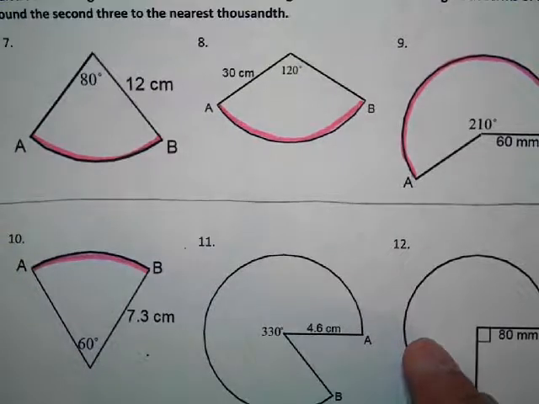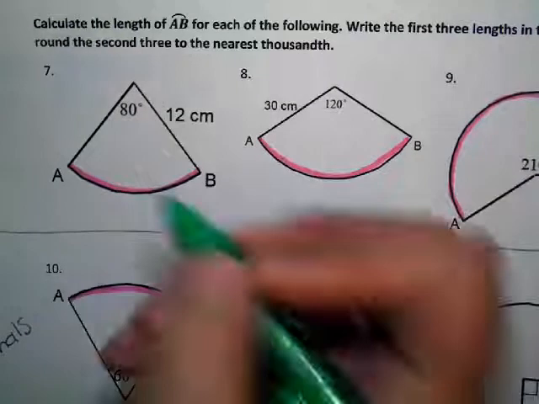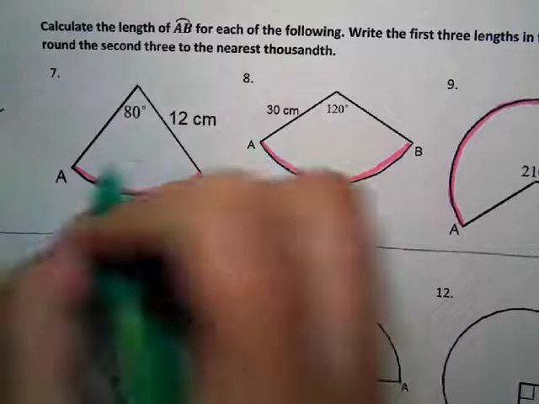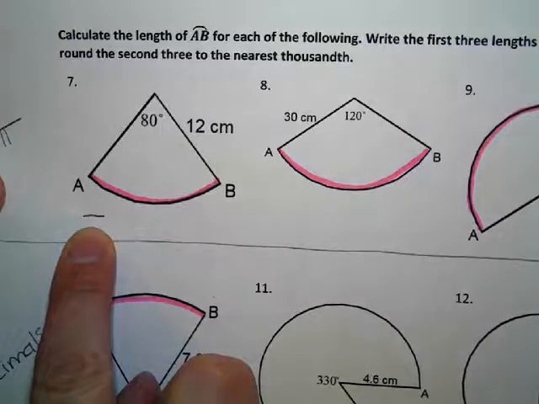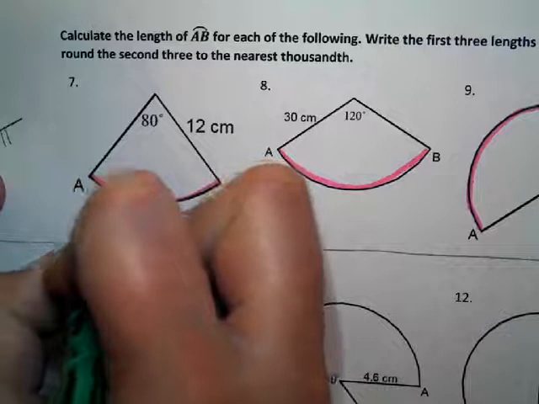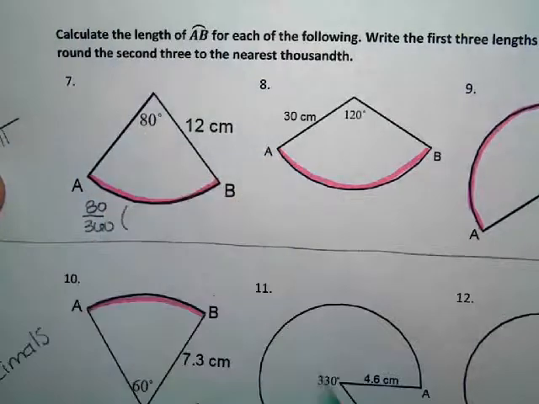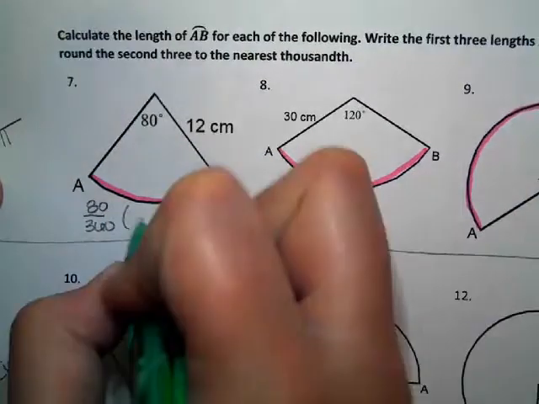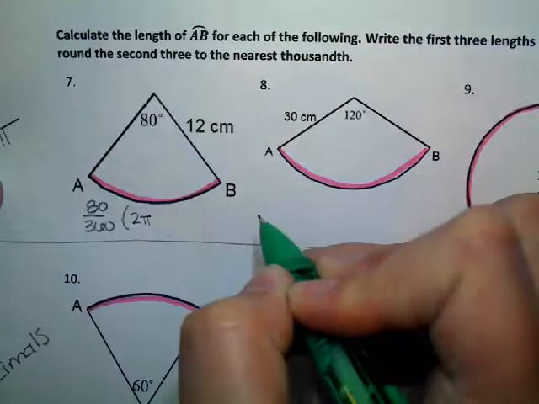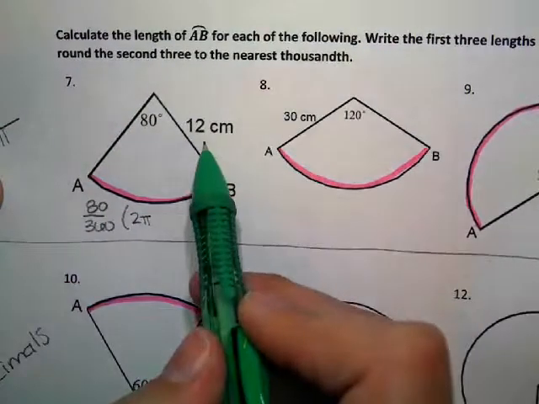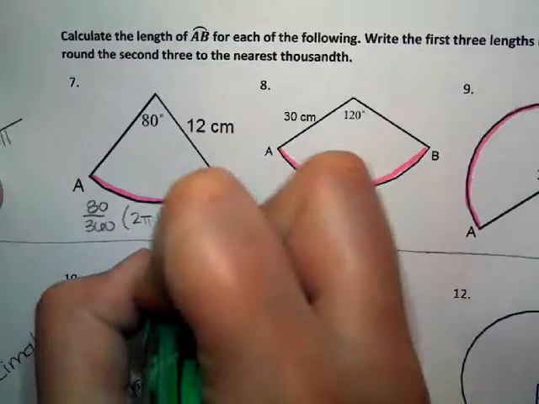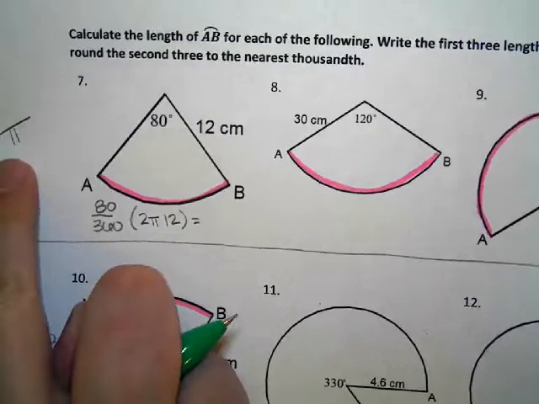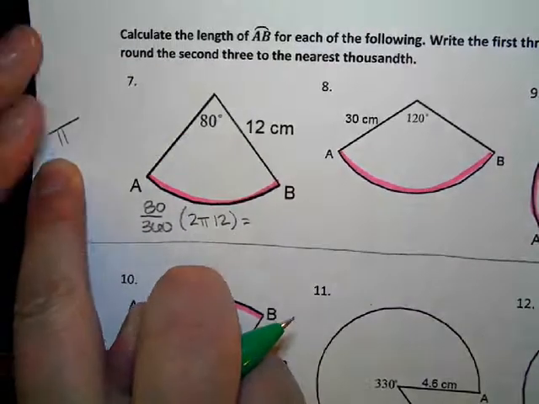The work that I want to see for these is how many degrees are we doing out of 360 for number 7? 80. Okay, so we're going to say 80 out of 360 times what? 2 pi. Now, is that a diameter or is that a radius? That's a radius because that's half the circle. So 2 pi 12. And since these answers have to be in terms of pi, are we plugging the pi into the calculator or not?